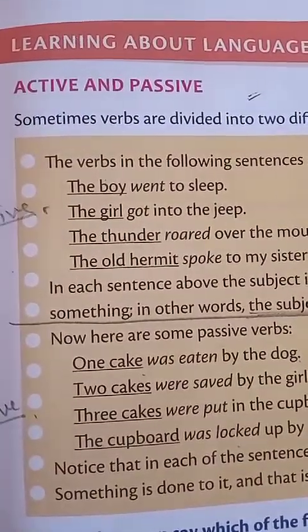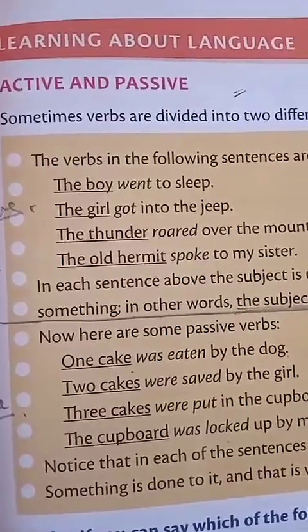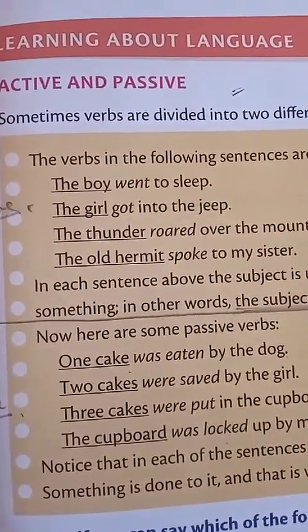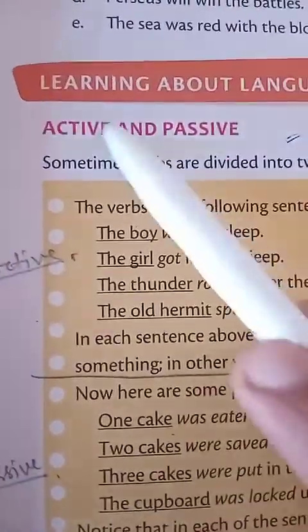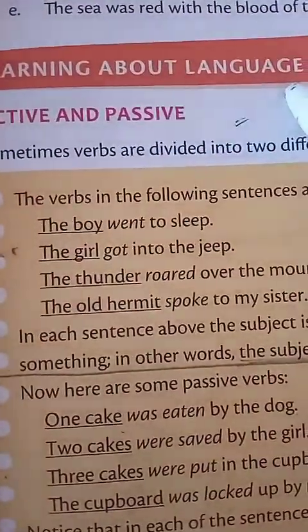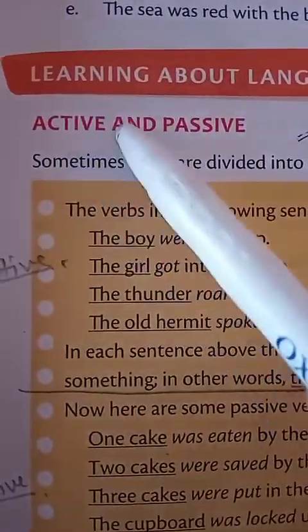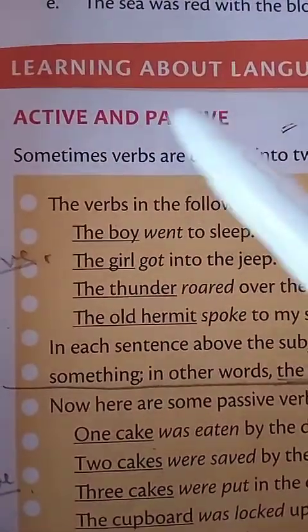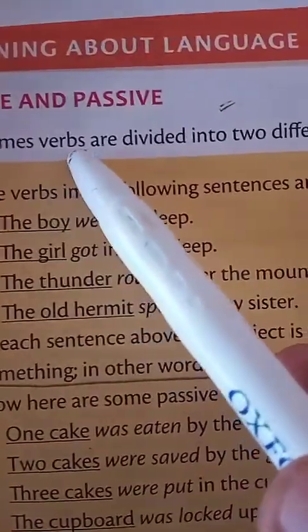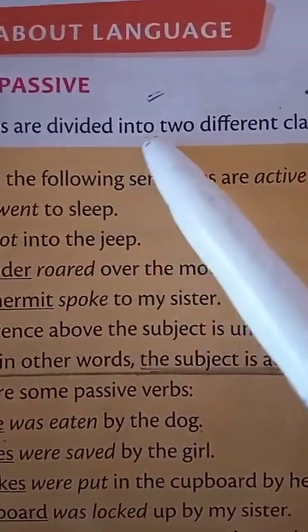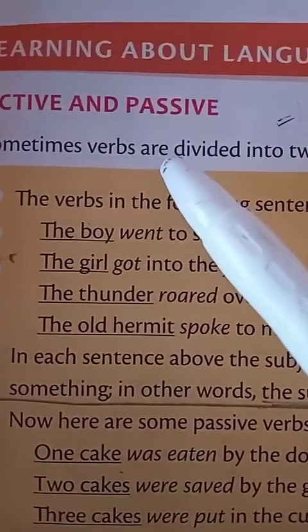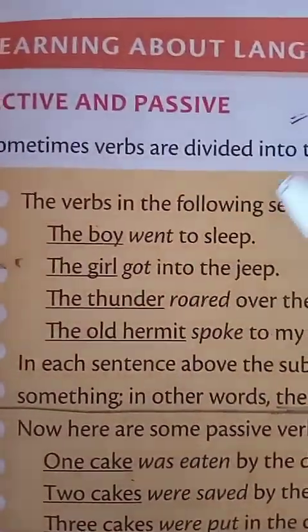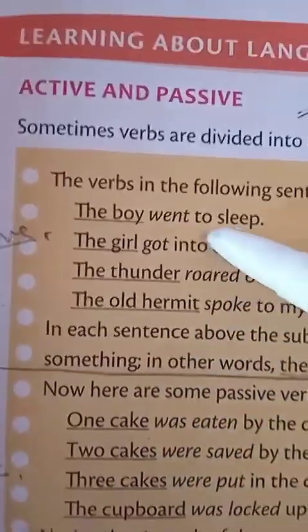We are discussing the lesson Perseus and the Gorgon. Actually, in the last videos, we discussed and completed comprehension and working with words. Now, today, we are going to learn about language. In learning about language, we are discussing active and passive voice. Active and passive. See, sometimes verbs are divided into two different classes, active and passive. So what are the active sentences and what are the passive sentences, we are discussing in this paragraph.